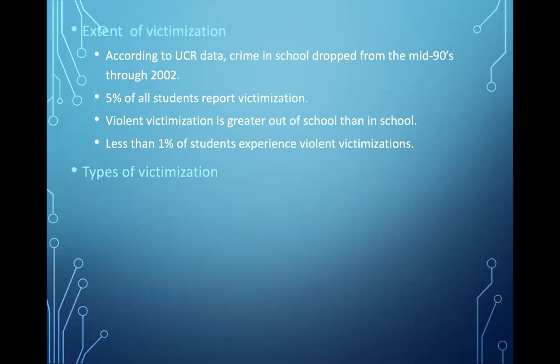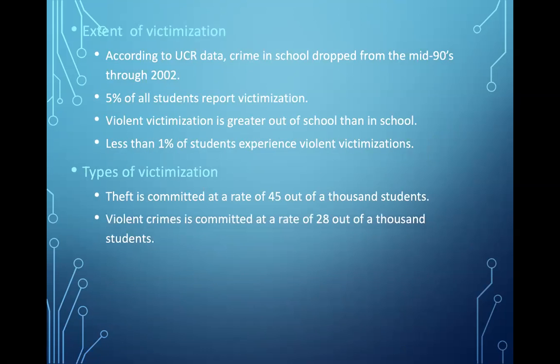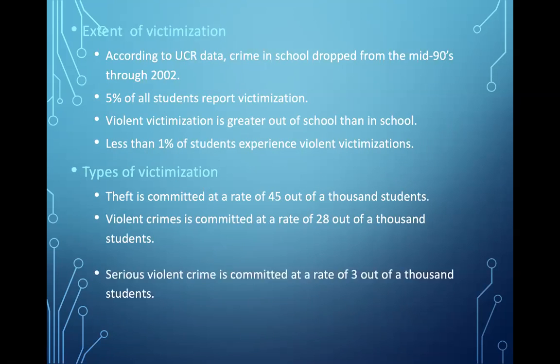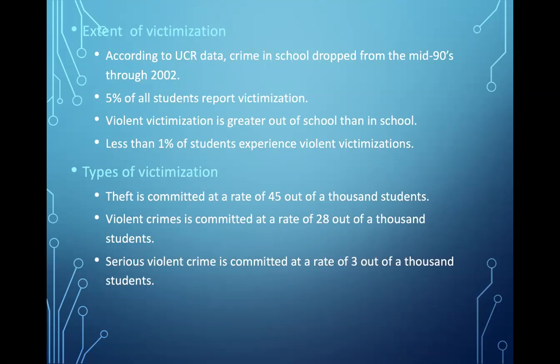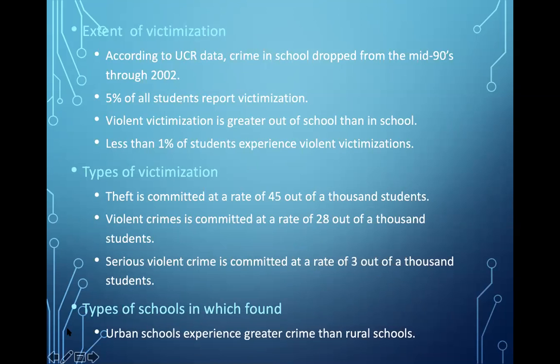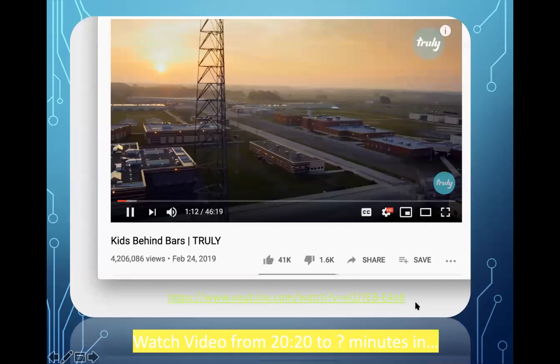The types of victimizations. Theft is committed at a rate of 45 out of 1,000 students. Violent crime is committed at a rate of 28 out of 1,000 students. Serious violent crime is committed at a rate of 3 out of 1,000 students. Types of schools in which found: urban schools experience greater crime than rural schools.